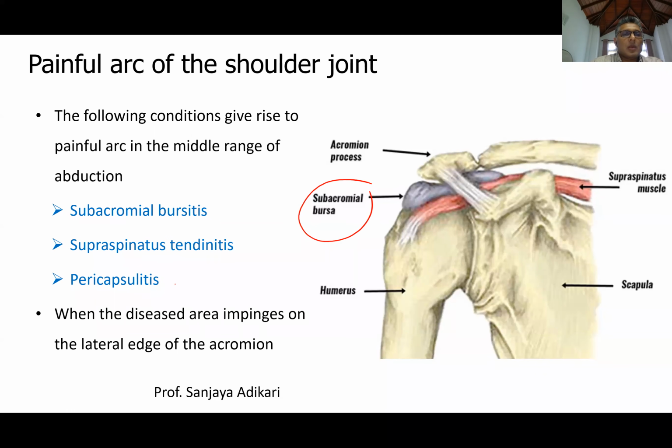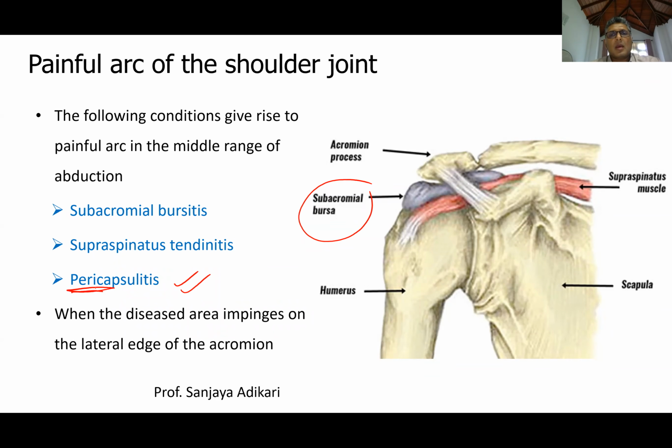Then you get pericapsulitis, which I think is the same as frozen shoulder. It's a vague, umbrella term. What you get there is perivasculitis, that's what I understood when I read it. You can read around pericapsulitis if you want. So that is another reason for painful arc.